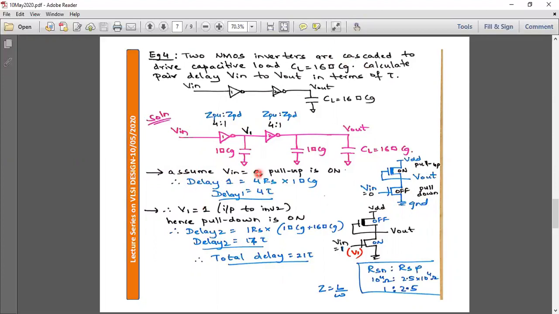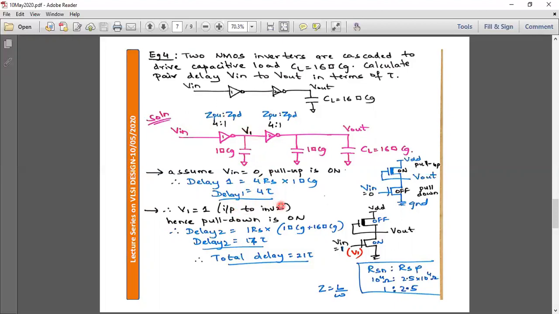So assume Vin equals to 0. If input is 0, this pull down is off, pull up is on. Pull up is on, which is N depletion. So delay is resistance into capacitance. Capacitance is 1 Cg and resistance is Z into Rs. So when input is 0, my pull up is on. So what is pull up ratio? 4. What is resistance? Since it is NMOS, 4 into 1, that is 4 Rs, 1 Cg, gives you 4 tau.